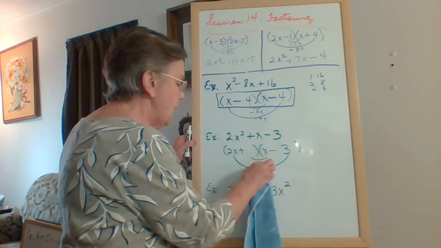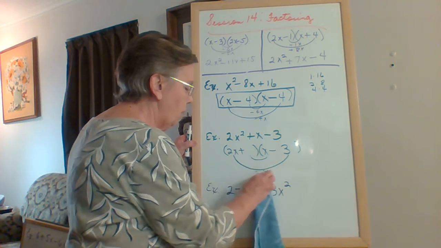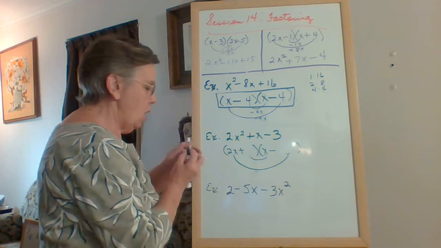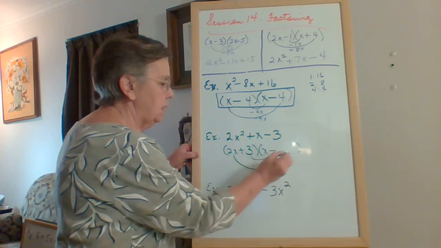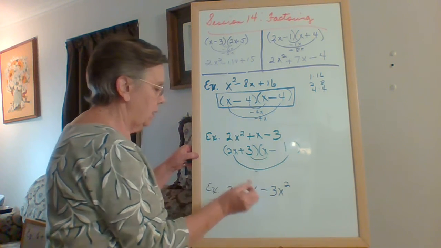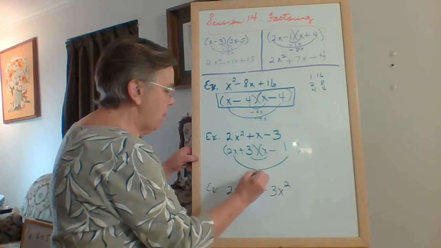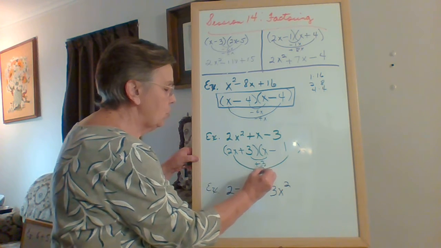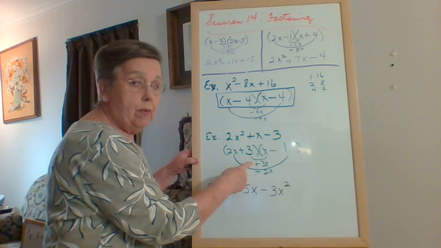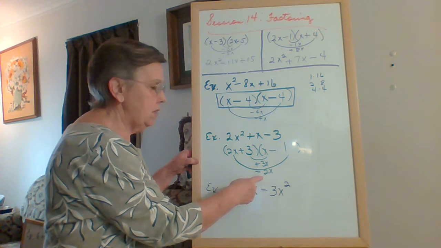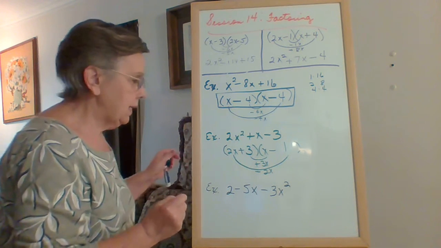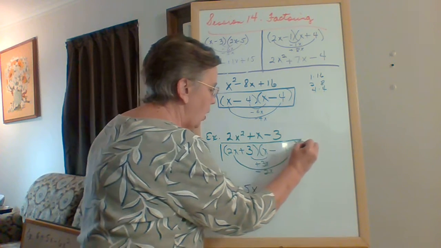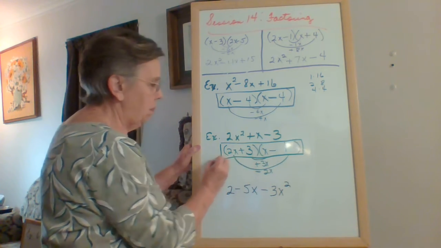Instead of 1 and 3, let's try 3 and 1. Will that make a difference? The outside gives me a minus 2x. The inside gives me plus 3x. Plus 3x minus 2x gives me positive 1x. So I don't have to change the sign. There is my answer.